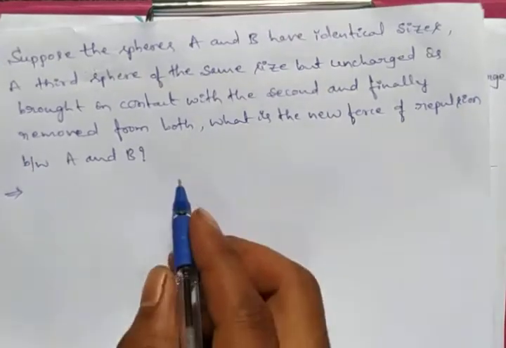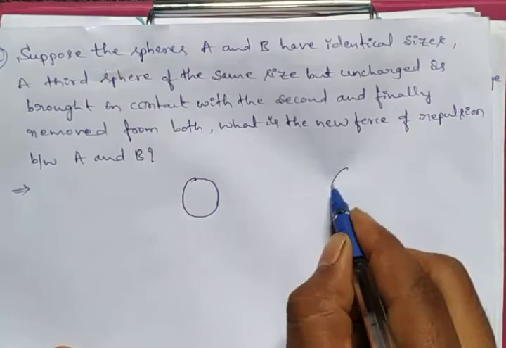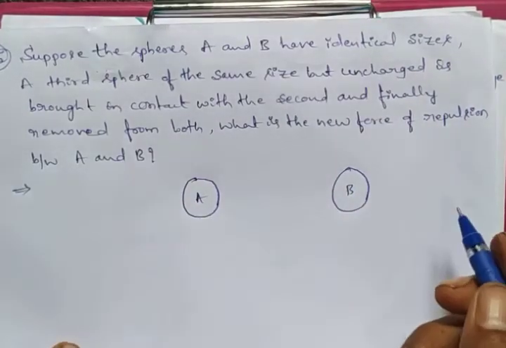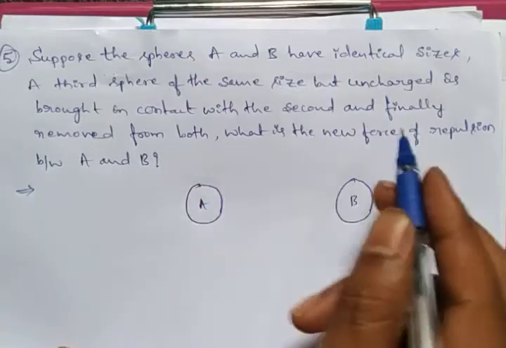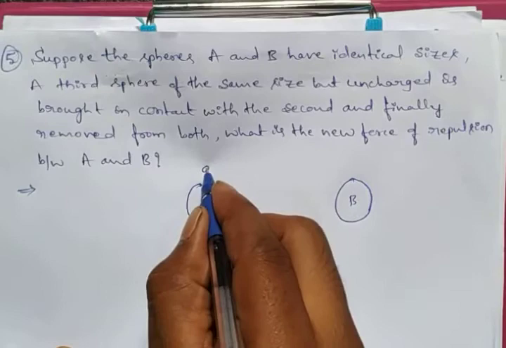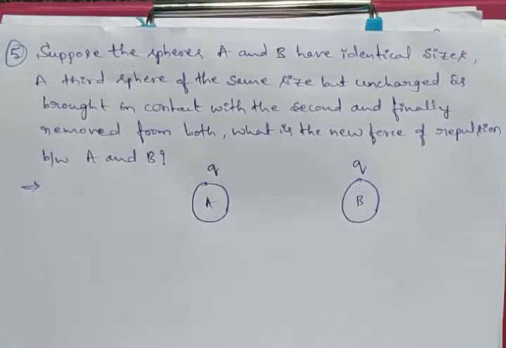Okay, see here, suppose this is a sphere A and this is a sphere B. They said identical size, and those have the same charge. Whatever the charge is, I take it as q.